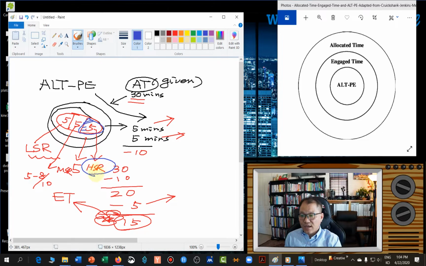So academic learning time is related to high success rate only. What about low success and medium success rate? Well, they are still in progress. They didn't learn it yet. They are still working on it, right? So high success rate is called academic learning time. Okay, so that is a basic concept of academic learning time in physical education.